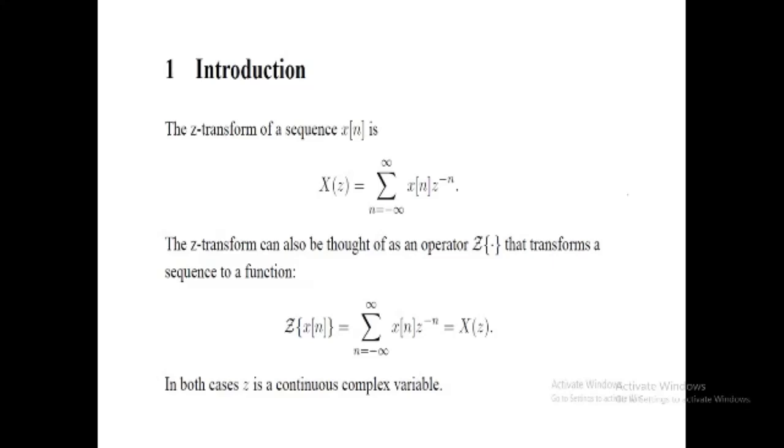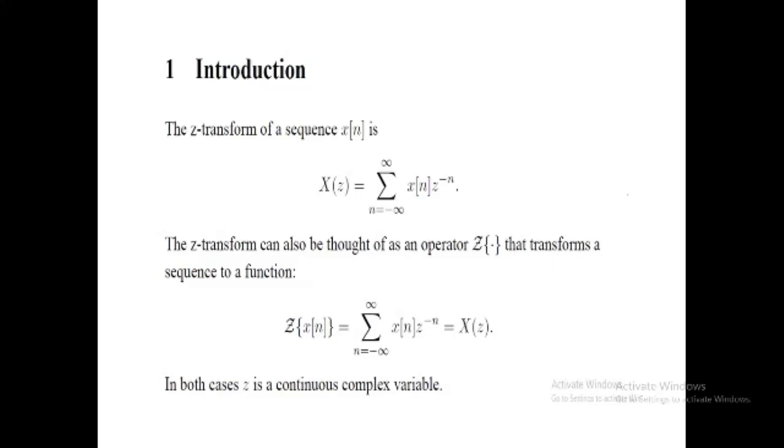The Z transform can also be thought of as an operator that transforms a sequence x of n into a function X of z, where X of z equals summation of n tends to minus infinity to infinity x of n into z to the power minus n. In both cases, z is a continuous complex variable.